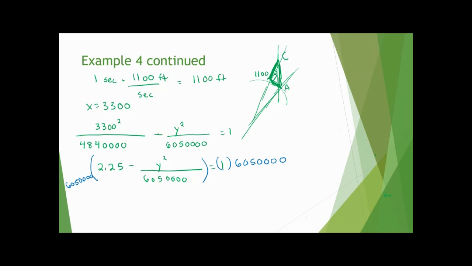When you do that, 2.25 times 605,000, you get 1,361,250. The denominator cancels, so that's minus Y squared, and then equals 605,000. So I need to solve for Y squared, so I'm going to subtract 1,361,250 from both sides.